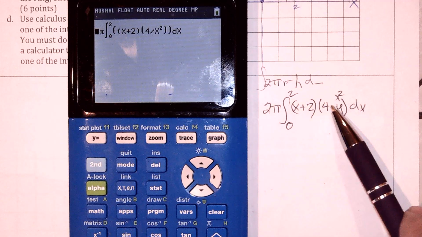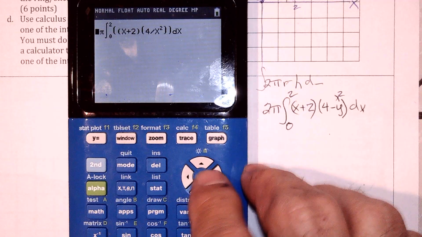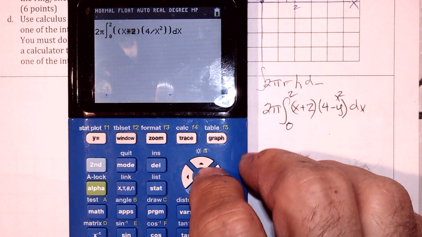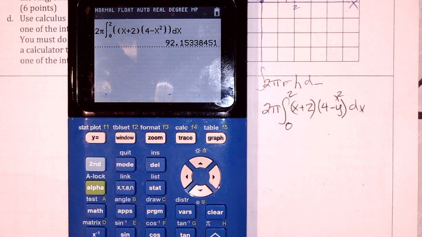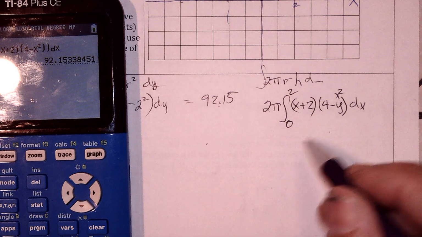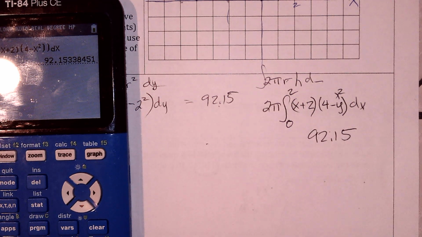Oh, I hit divide instead of subtract. There's the problem. Subtract. All right, now it shouldn't take us... Oh, that happened way faster. And it is the same, 92.15. All right.